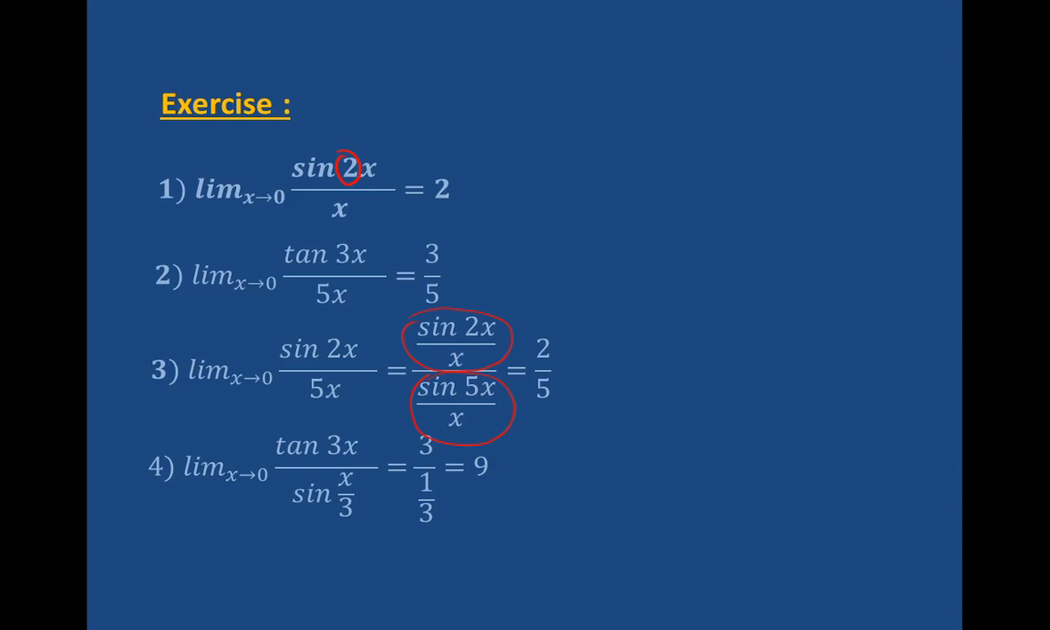We can solve this problem by using steps. I'll divide both the numerator and denominator by x, because the previous rules were tan ax over x, sine ax over x. Then tan 3x, I'll divide it by x. Also the denominator, sine x over 3, over x. Here tan 3x over x equals 3. Sine x over 3 over x, the limit of this part equals a third. 3 over a third equals 9.